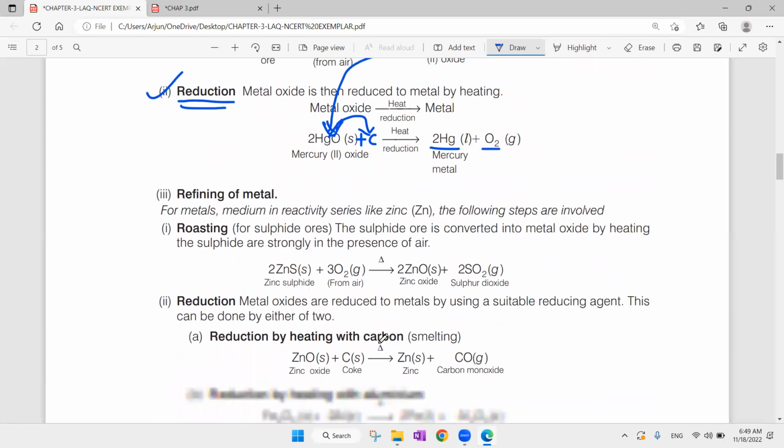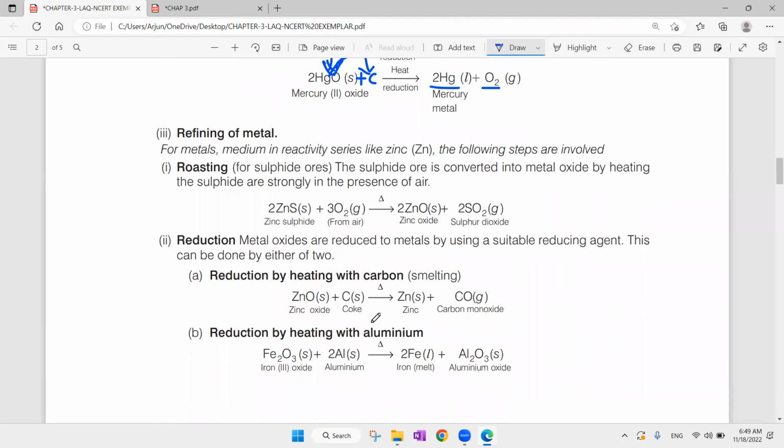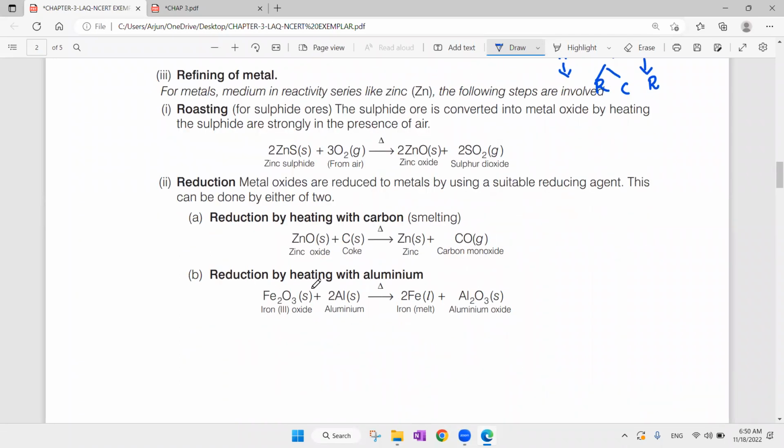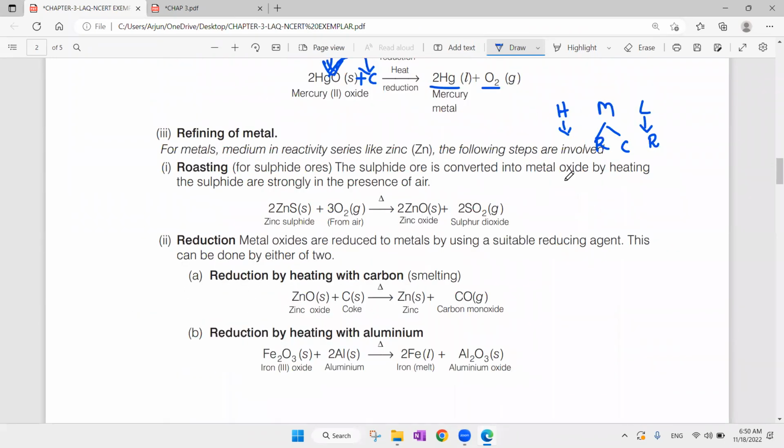Then coming to high reactivity, we go with refining of metals. For metals, high, medium and low reactivity are there. For low, we can go with roasting. For medium, you can go with roasting as well as calcination. And for highly reactive metals, we go with the electrolytic refining process, electrolysis. So you can write either way. This simple chart you can remember.